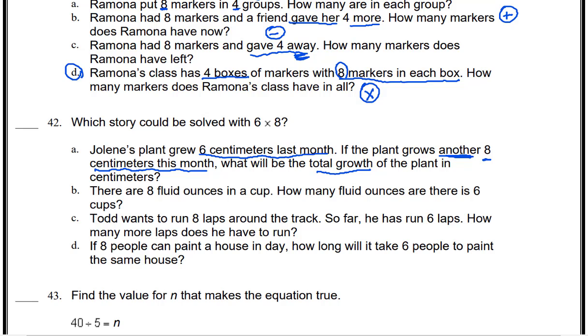What operation? Plus. Excellent. This is plus. Great. Continue. The next one. There are 8 fluid ounces in a cup. How many fluid ounces are there in 6 cups?